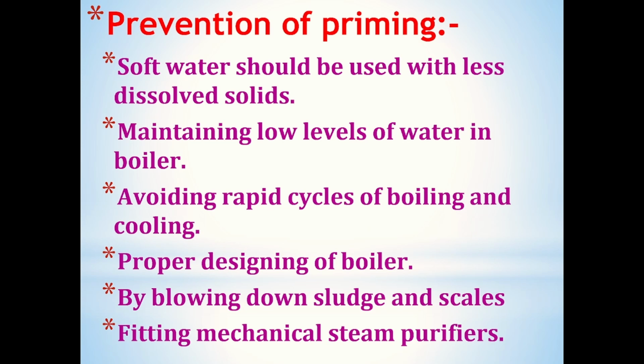How to prevent the priming? We should use the soft water, with fewer dissolved solids, for the generation of steam in the boiler. Maintain low levels of water in the boiler, and avoid rapid cycles of boiling and cooling.